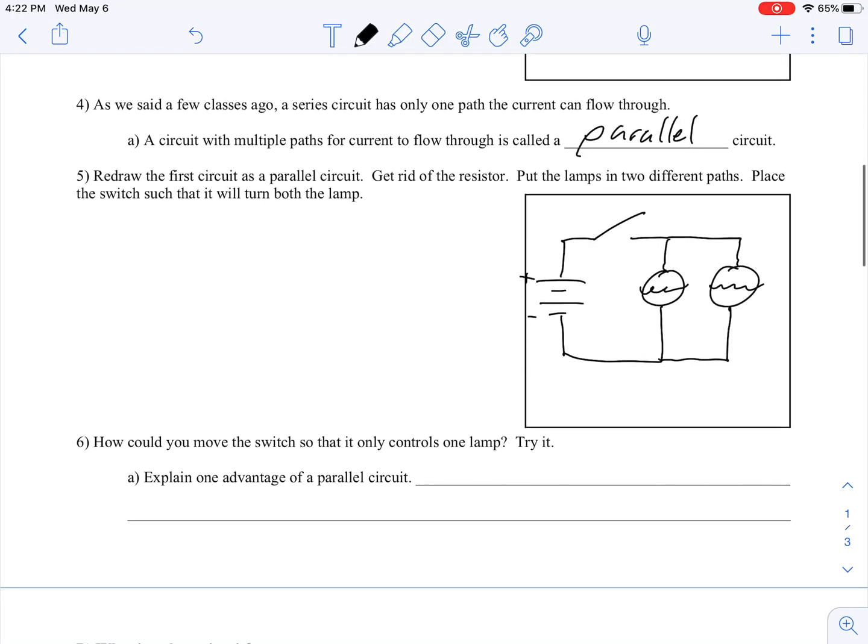Now, how could you move this switch so that it only controls one lamp? Here's my advice. Always put it right before the current gets to the object you want to turn off, as close as you can.